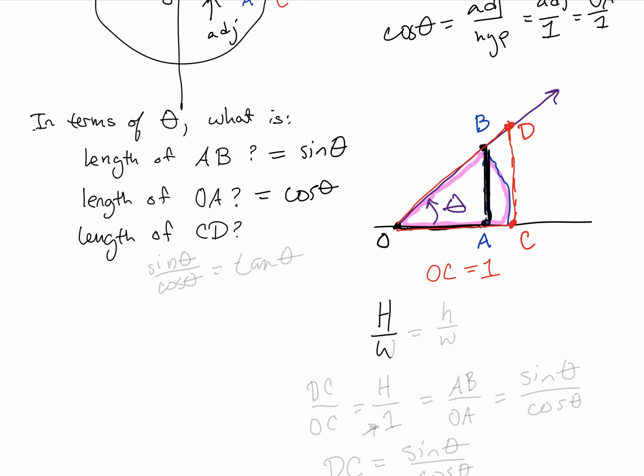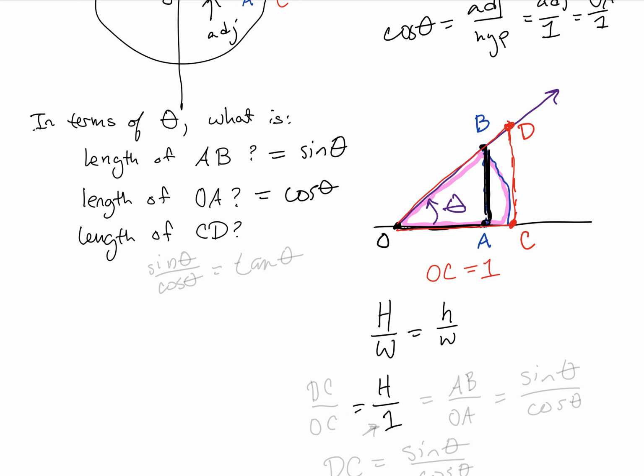And so the height over the width of the big triangle is going to be equal to the height over the width of the little triangle. So what do we know? We know the width of the little triangle is OC, or 1. The height of the big triangle, that's DC. We're trying to figure it out.